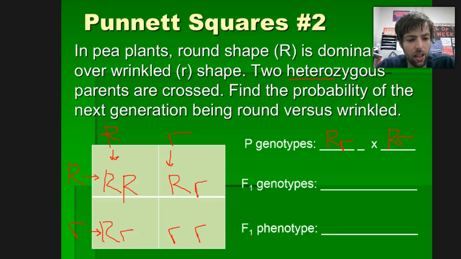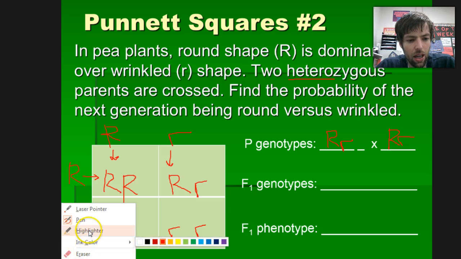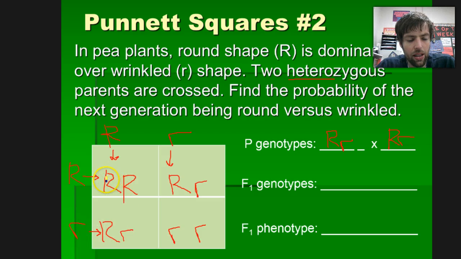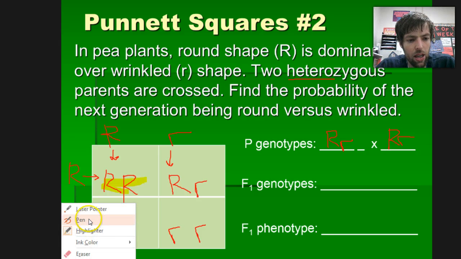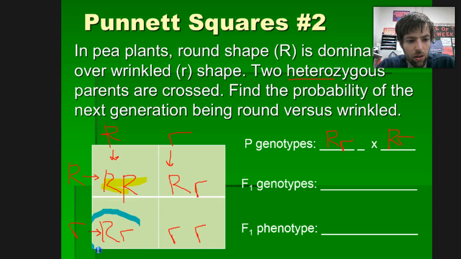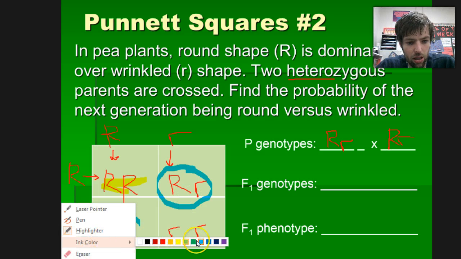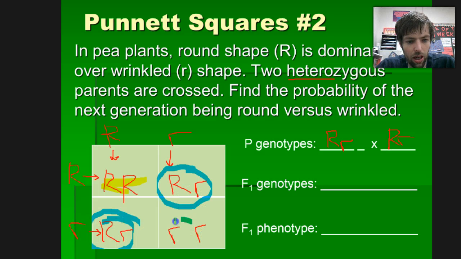Okay, time for us to analyze. I'm going to get out my highlighter, and this guy's by himself. He's the only big R, big R. And then let's get out maybe a blue pen. Blue highlighter, score. So I've got a big R, little r. These two are the same. And then, green. I've got this guy right here who's all by himself.